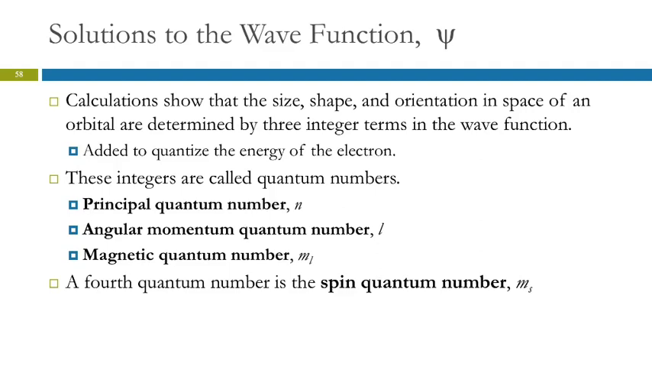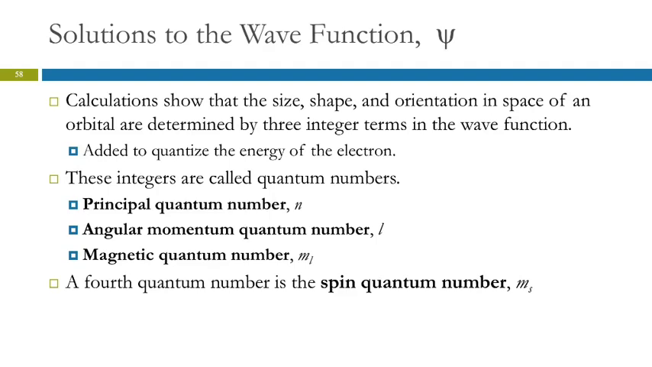So calculations indicate that the size, the shape, and the orientation of the orbital are determined by 3 different integers. And these were added in to quantize the energy of the electron. We know that the energy is quantized. We can see that in the emission spectra of different elements. There are only specific energies that are allowed.